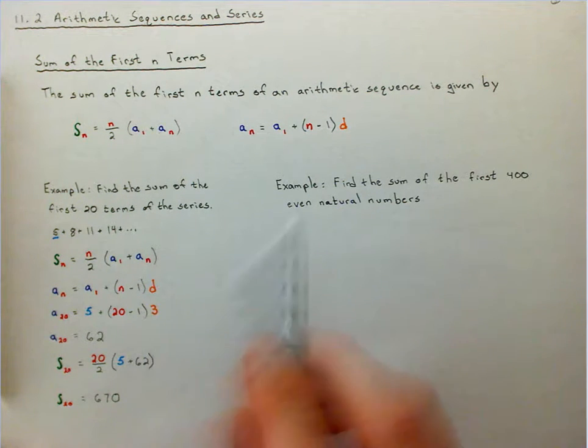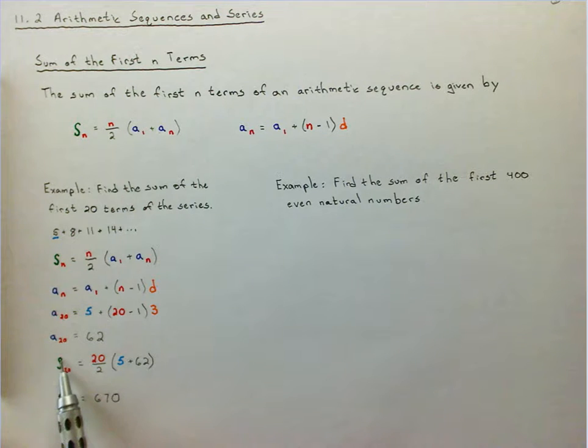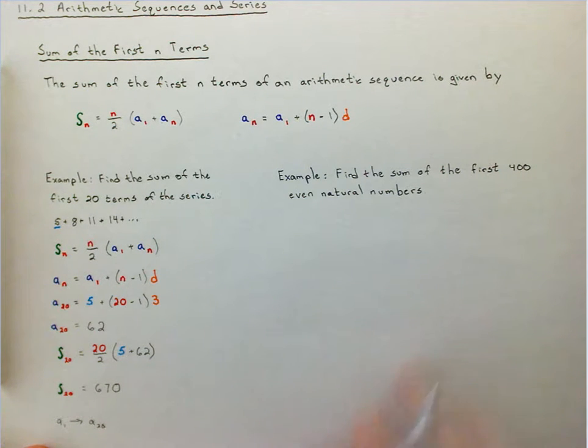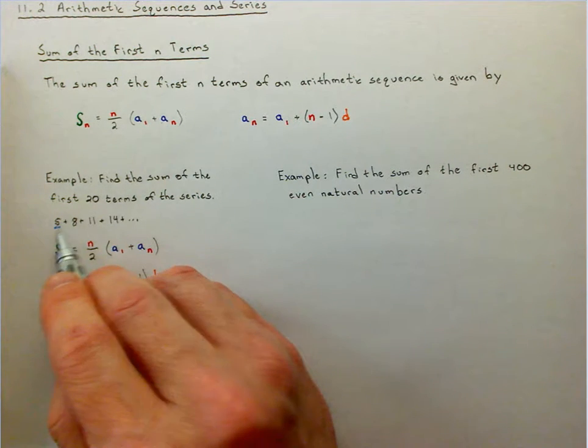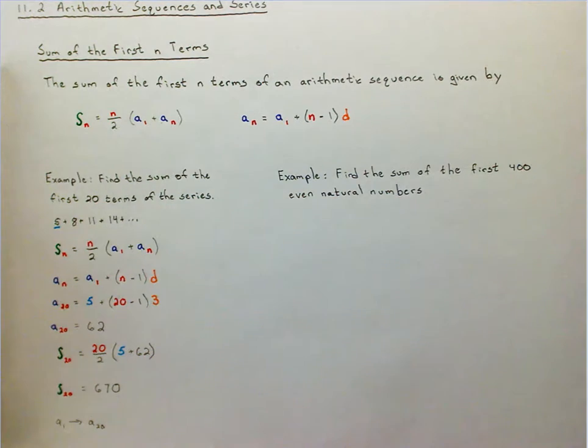Now that I know A sub 20, which in our sum formula is A sub n, I can calculate. So S sub 20 equals 20 divided by 2 times 5 plus 62. The sum for all of my terms, going from A sub 1 all the way to A sub 20, is 670. It's adding all those terms together. So that was 5 plus 8 plus 11 plus 14 plus 17 plus 20 and going through. They all add up to 670.